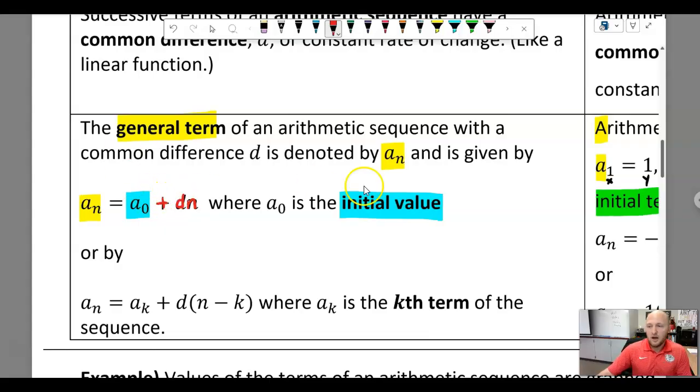But what if I don't have the initial value, or what if the initial value is super difficult to find? We can use any term at all.